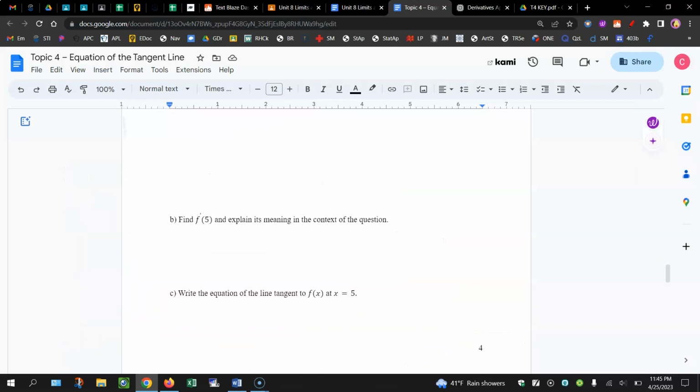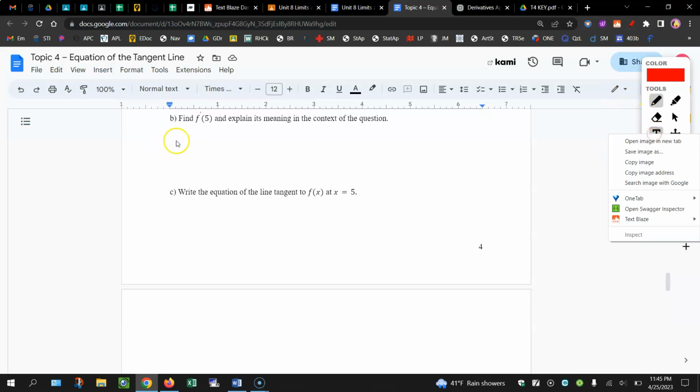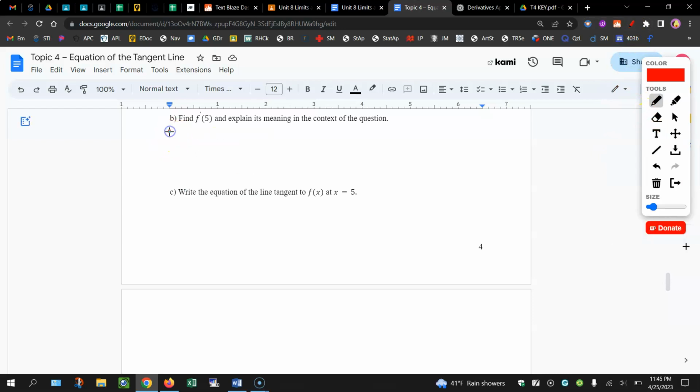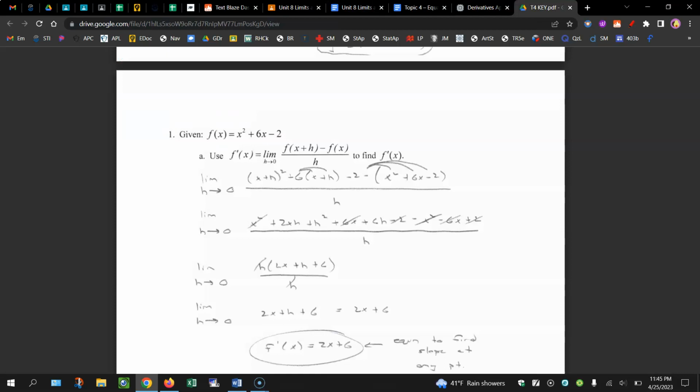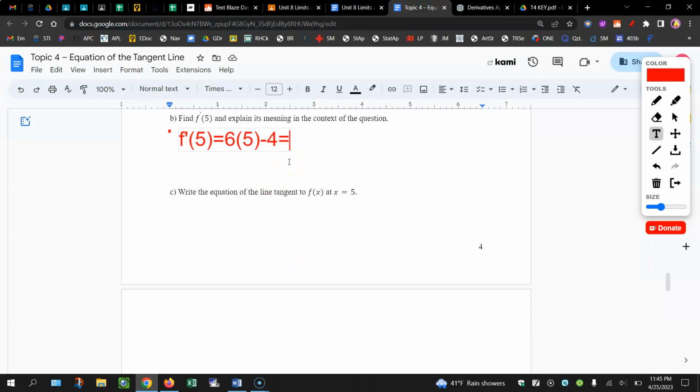6x minus 4. So in this next part, we want to find f prime of 5. We're just going to substitute it into the derivative. f prime of 5 equals 6 times 5. Oh, I forgot, is it minus 4? Yep, 6x minus 4. So 30 minus 4 is 26.